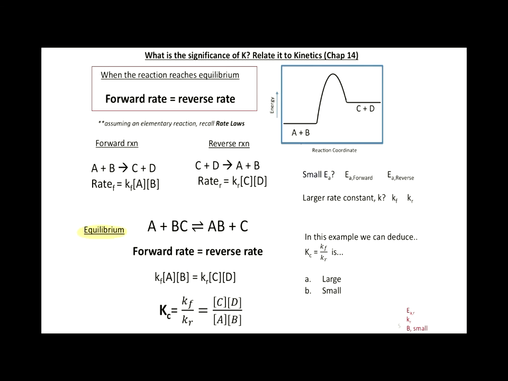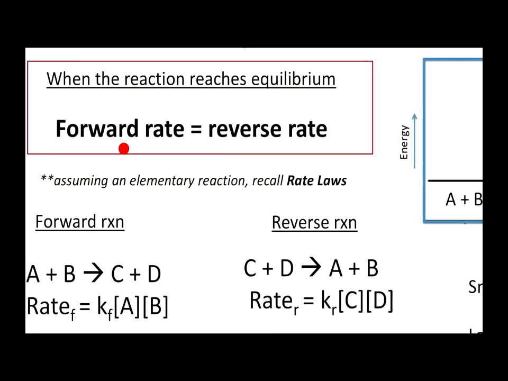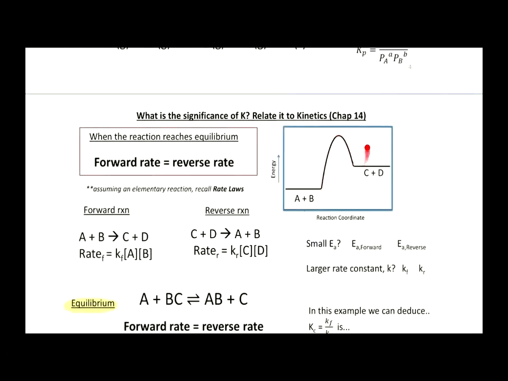Okay. All right, so I want to talk about the significance of big K and how it relates to kinetics, because it does. All right, so we said in chapter 14 when talking about fast steps, equilibrium is where the forward rate of your reaction equals the reverse rate of your reaction. So I'm talking rate laws, like rate equals k times concentrations of stuff. So for this reaction, it reaches equilibrium when the net amount of particles going to the product side is equal to the particles going in the reverse direction, to the reactant side. Right? That is what equilibrium is.